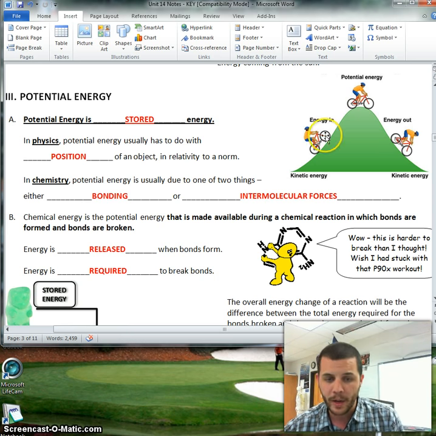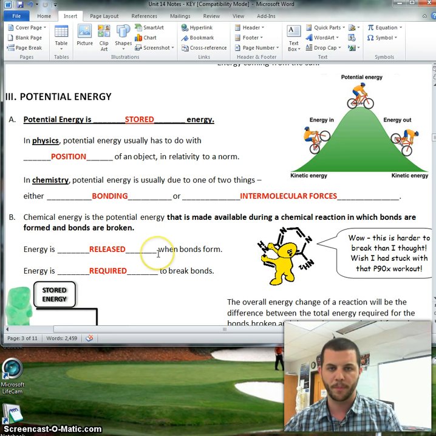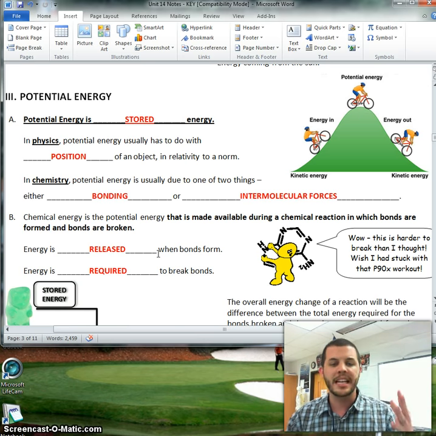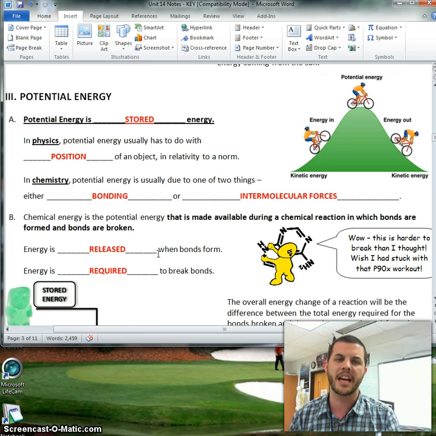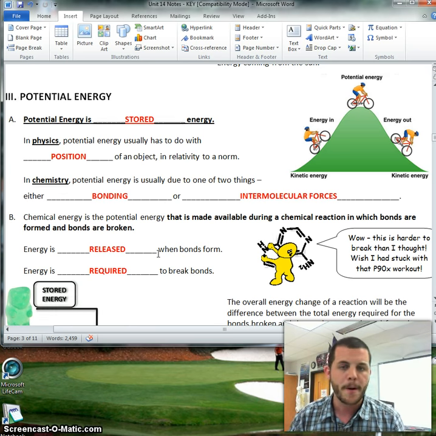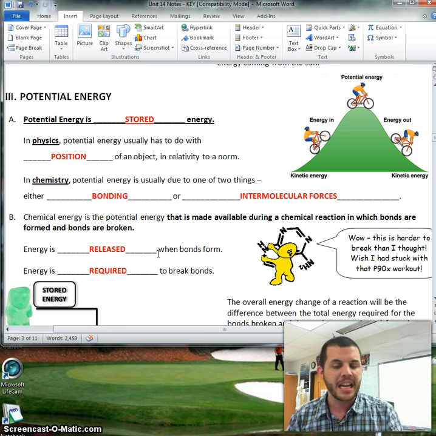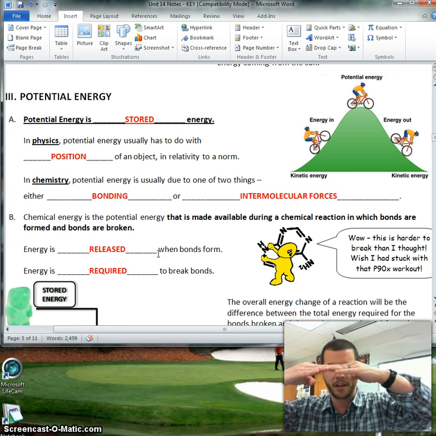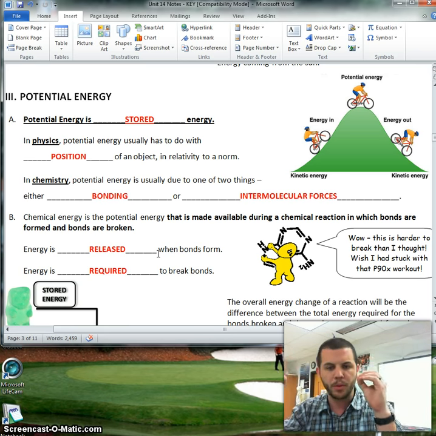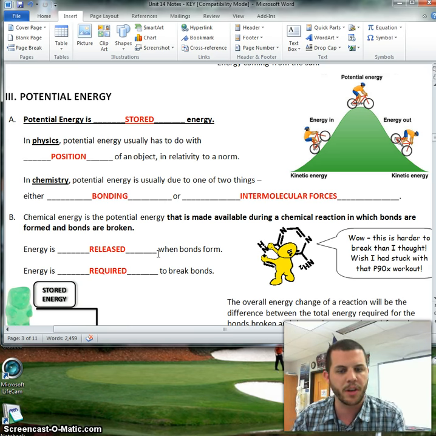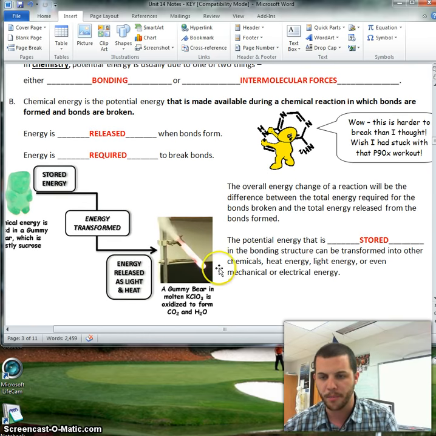So what we would say is that energy is released when bonds form. If I have two atoms, I stick those atoms together to form a bond, it's going to release energy when those bonds form. We generally see that in terms of an exothermic reaction. Energy is required or taken in order to break bonds. So if I have a bond and I break that bond, or I have two new substances or two individual atoms, it takes energy. So it's an endothermic reaction when we break bonds.